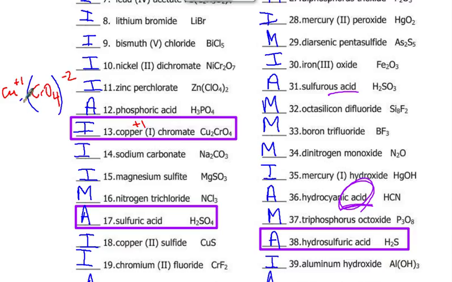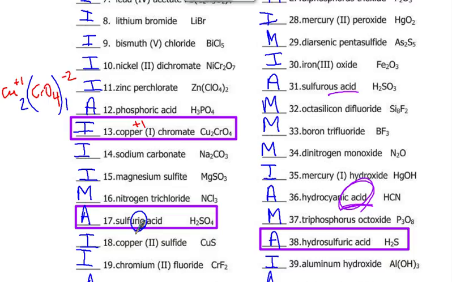It would take 2 coppers to make the chromate have enough electrons, because the copper can only give away 1 electron in this case. That's why this formula is Cu2CrO4. And then the last 2 examples I'm doing on this side are acids.